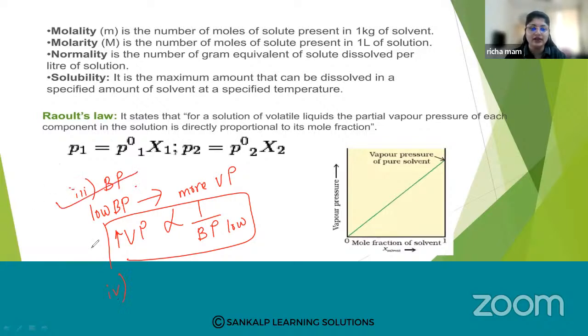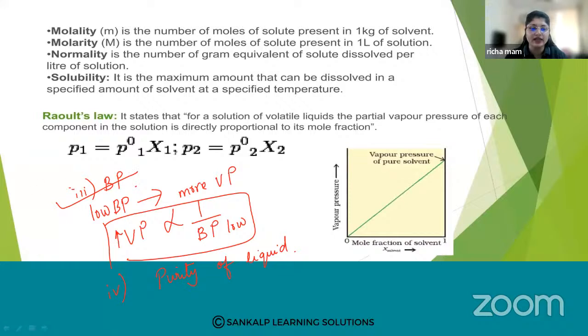Fine. Next, the fourth one is purity of liquid. So purity of liquid, how can you state it? Whenever you have a pure liquid, the pure liquid will have higher vapor pressure.